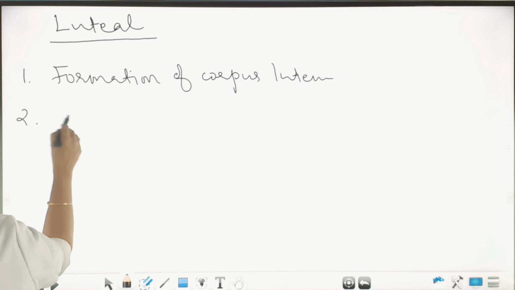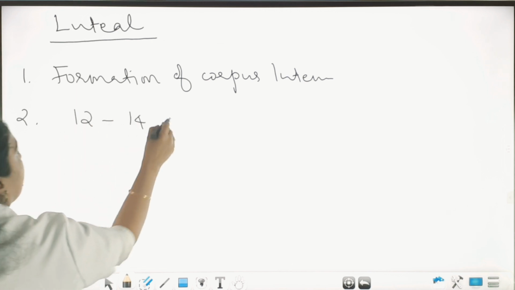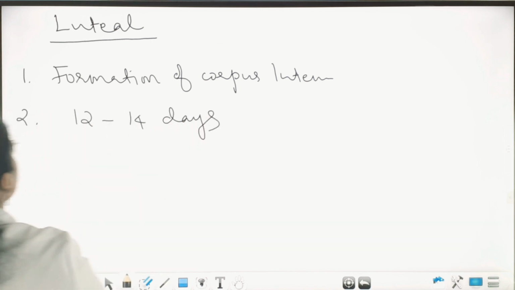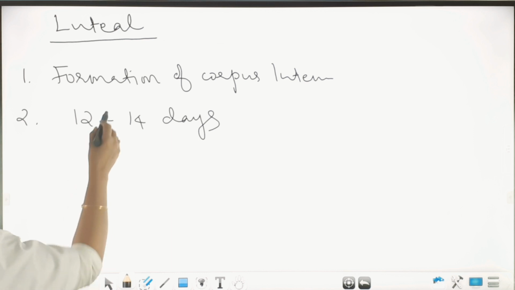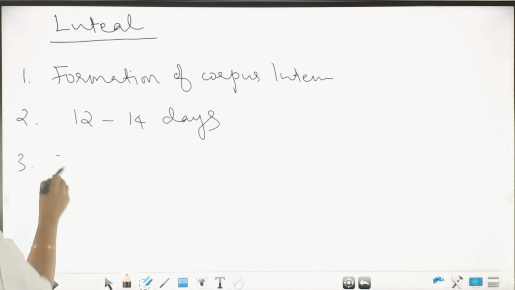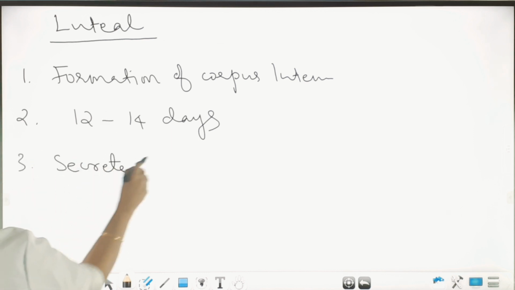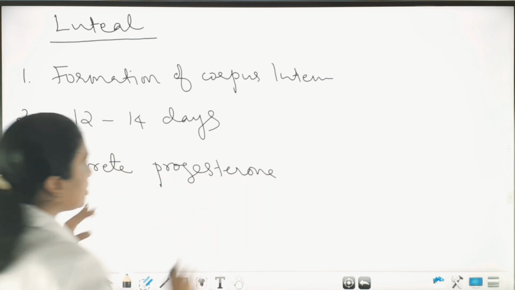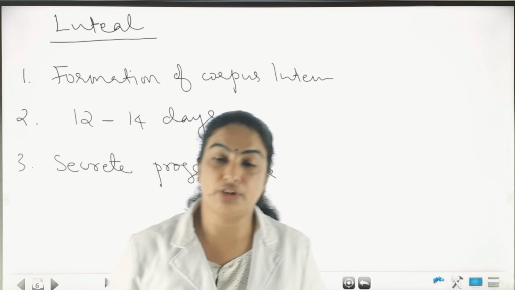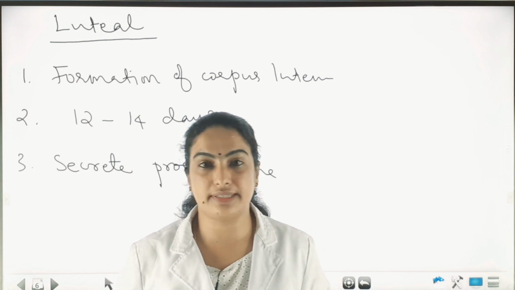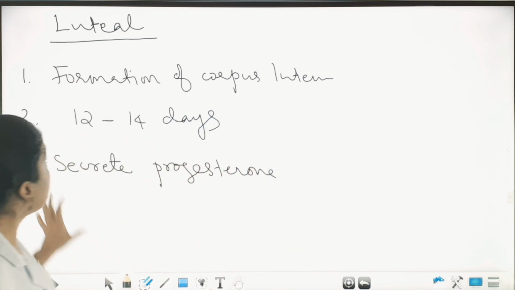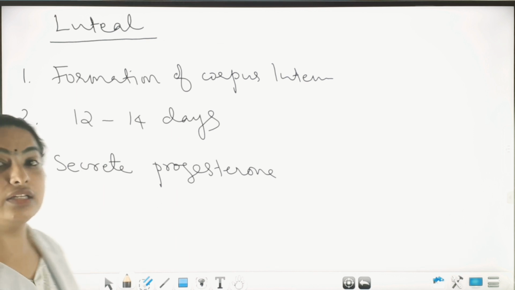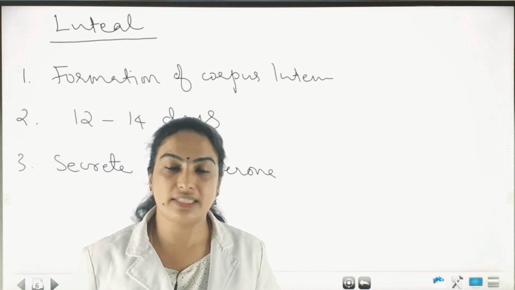And it lasts for 12 to 14 days only. This corpus luteum starts to secrete progesterone. So this progesterone inhibits the growth of other follicles. Okay, and these are the events that occur in the luteal phase of the menstrual cycle.